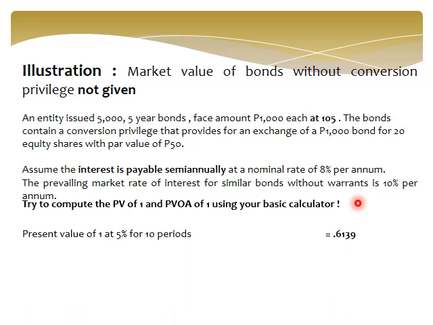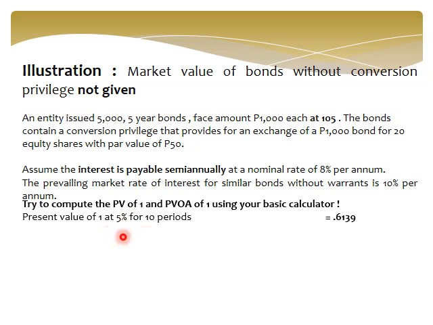Let's check. The present value of 1 at 5% for 10 periods is 0.6139, while the present value of an ordinary annuity of 1 at 5% for 10 periods is 7.72. Why 10 periods? Because it is semi-annual over 5 years. So, in 1 year, we have two periods, so the total periods is 10. And 5% because every period, the periodic effective rate is only 5% every semi-annual. So, we have 0.6139 and 7.72.